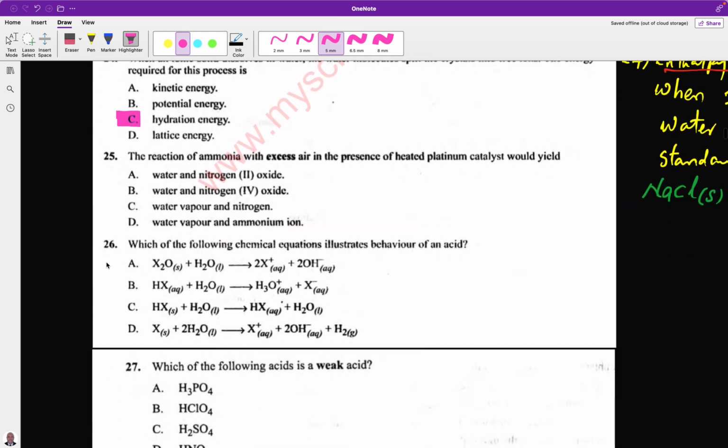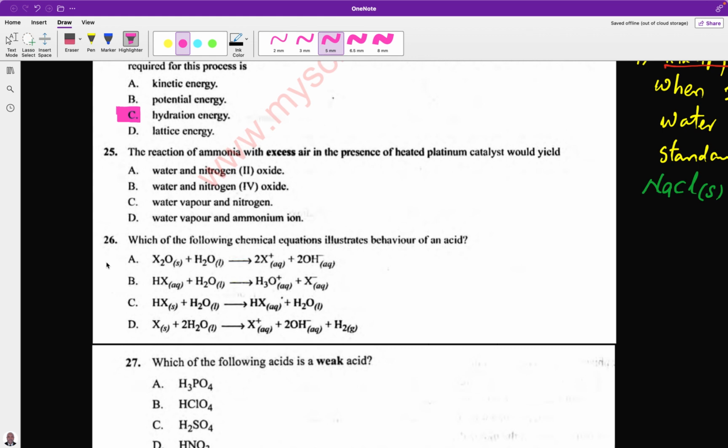Question number 25. The reaction of ammonia with excess air in the presence of a heated platinum catalyst would yield: A, water and nitrogen 2 oxide; B, water and nitrogen 4 oxide; C, water vapor and nitrogen; D, water vapor and ammonium ion.